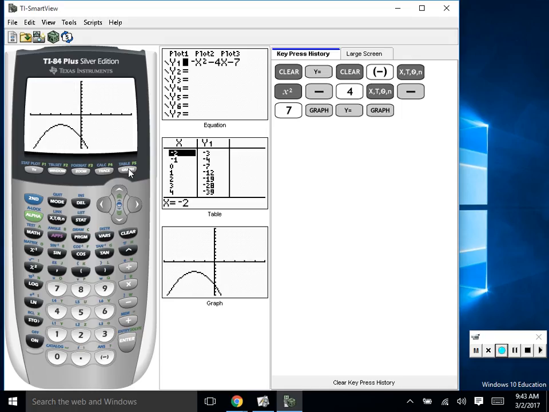Hit graph. Do you see how I can't really see my parabola very good? We need to change my window. So let's change our window a little bit. In fact, you know what? We don't even need to. Let's not worry about it.